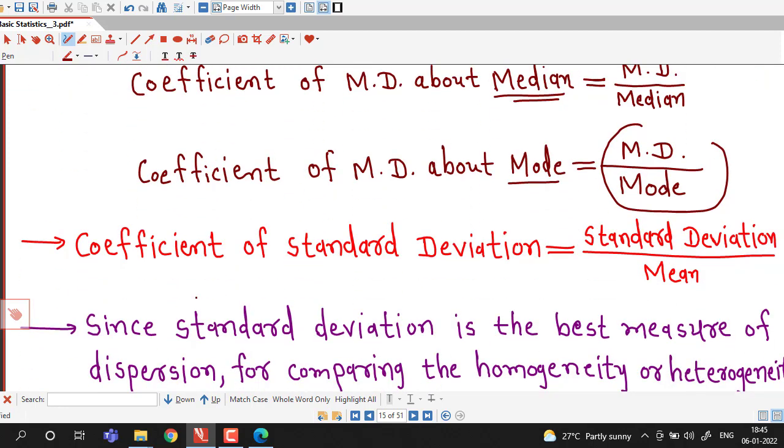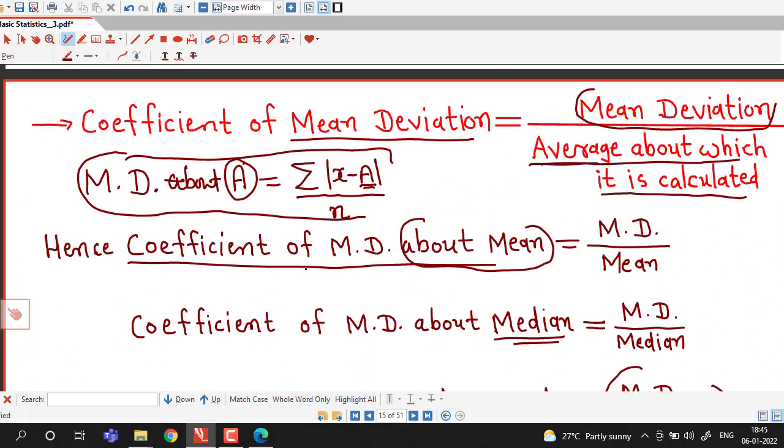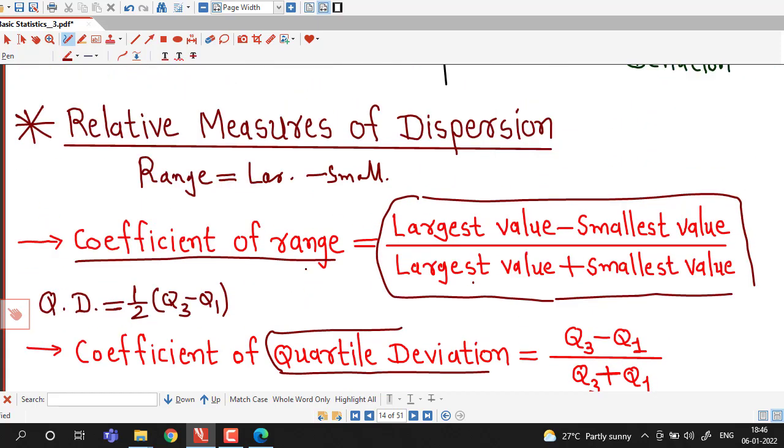And then last one is coefficient of standard deviation. That is given by standard deviation divided by mean. So we will remember these definitions of relative measures of dispersion. They are easy to remember.